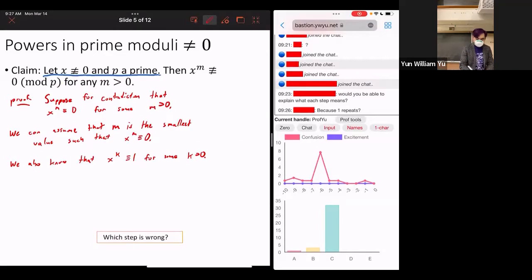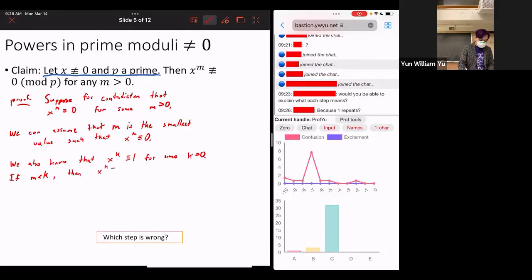Okay, but now, let's say m is less than k. We know k can't be equal to m, because if it was equal to m, then that would say that 1 is equivalent to 0, which doesn't make sense. So there are two cases. One is when m is less than k, and the other is when m is greater than k. Let's start with the case where m is less than k. So this is case 1.